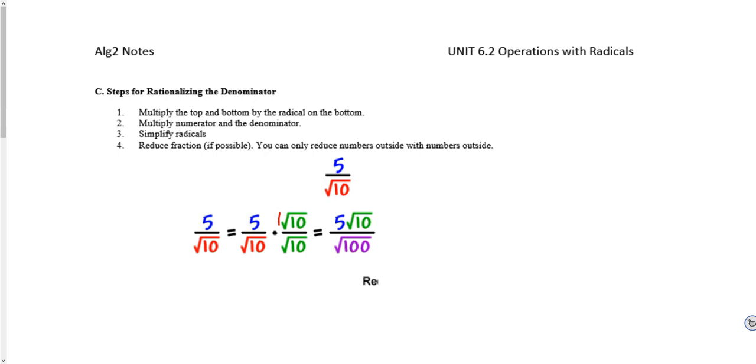And guys, usually when I do this stuff, I actually skip this step right here. I don't put radical 100. I already know radical 10 times radical 10, the answer is just 10. But they showed it, so I'm going to show it to you. So then we have to simplify.